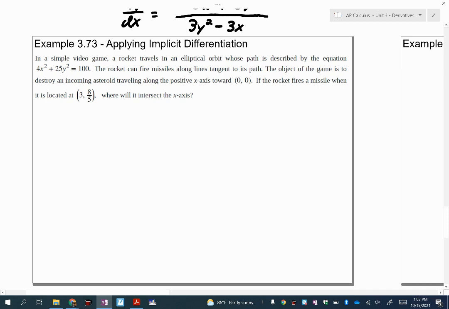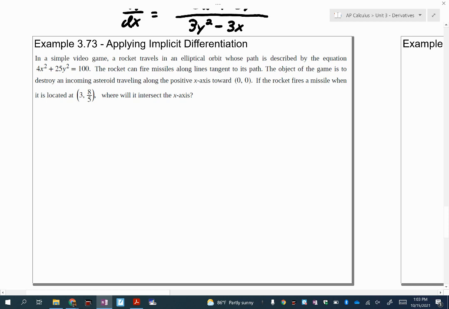The rocket's going to fire missiles along lines tangent to its path, and the object of the game is to destroy an incoming asteroid traveling along the positive x-axis toward the origin. If the rocket fires a missile when it is located at the point (3, 8/5), where will it intersect the x-axis?